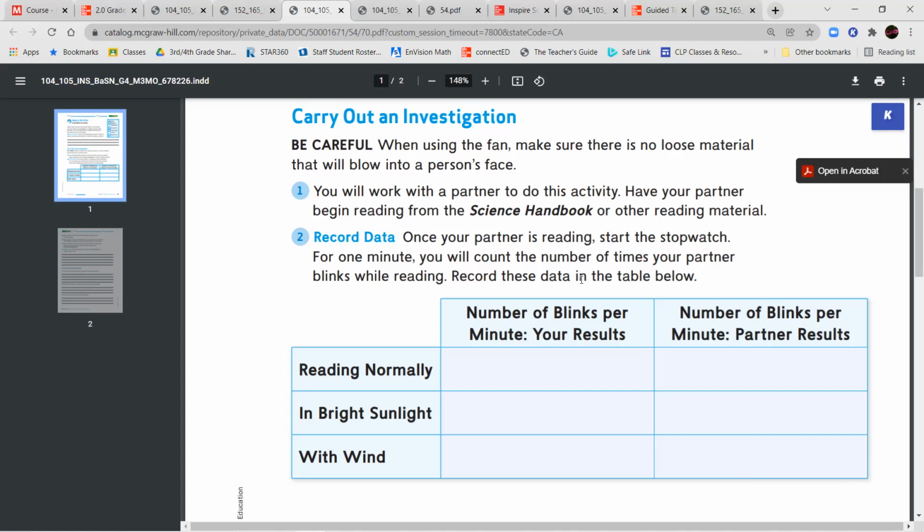So once your partner's reading, start the stopwatch. So you're going to be timing for 1 minute how many times your partner is blinking. So this is the first time you're going to do it without anything. So no extra light, no wind, just to see how many times they blink regularly without anything. So you're going to do for yourself, where you're timing your partner, and then they're going to time you. So you're both going to have measurements here.